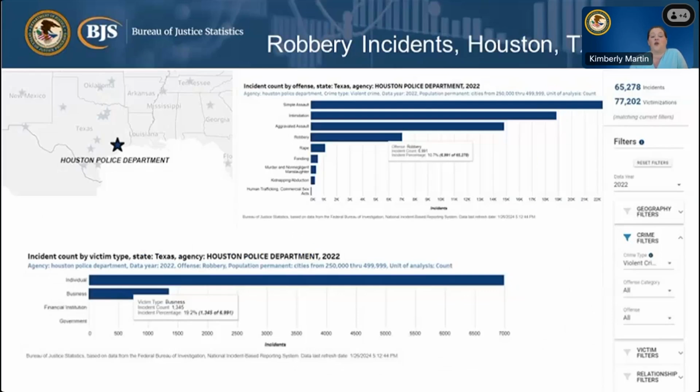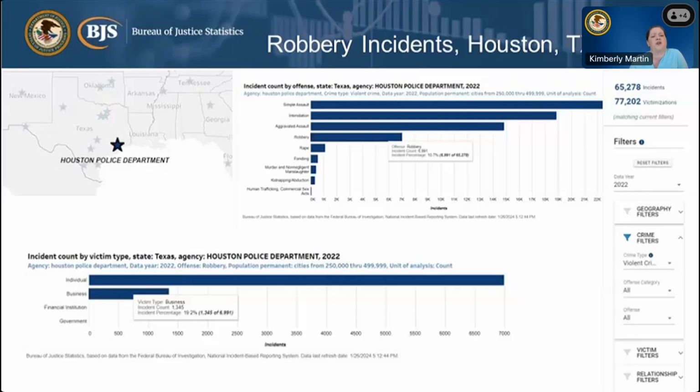Just a quick couple of taps in LEARCAT, and I'm able to see for Houston PD in 2022 the distribution of what their crime looked like. Not shocking, it was heavily dominated by simple assaults, intimidation and stalking, aggravated assault, robbery, rape. These are for their violent crimes, by the way. And I focused on robbery here just to show something that a lot of folks are not familiar with in the NIBRS data, either because it hasn't been promoted or they haven't seen a publication with it.